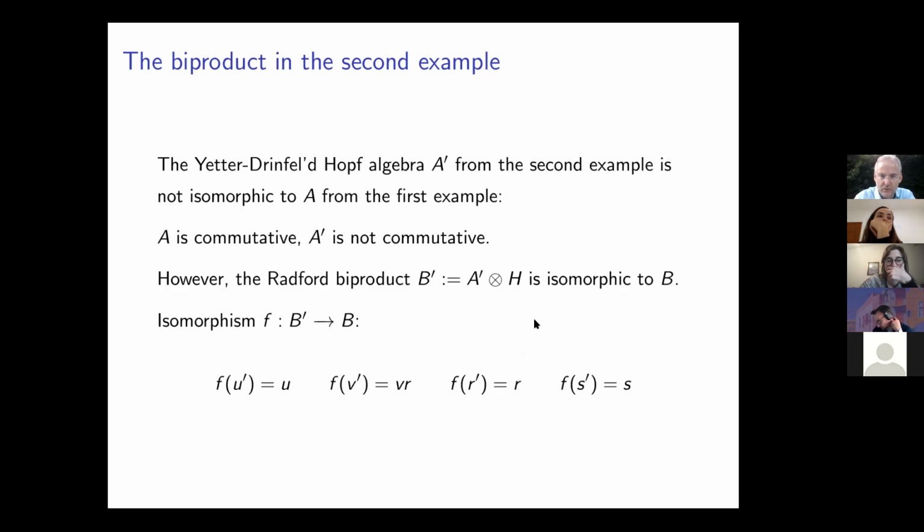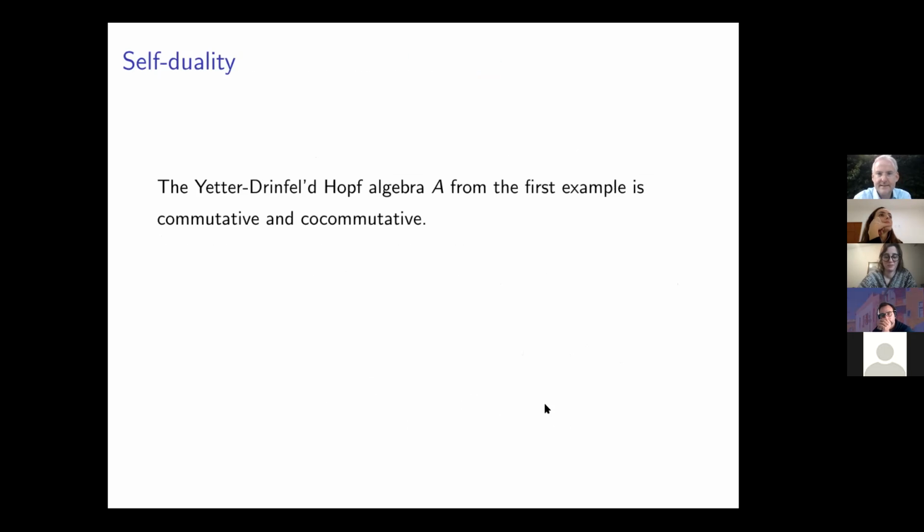Here's how the isomorphism looks. It goes from B prime to B. I hope you forgive me, this is a little bit easier to write down then. All the generators are basically mapped in the same way, except that V prime is mapped to V times R in A. So once you know the formula, it's very easy to verify that this is an isomorphism. As I said already, there is a self-duality going on here, as you can already conjecture from the way I presented the Hopf algebras.